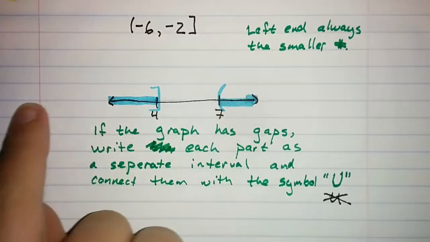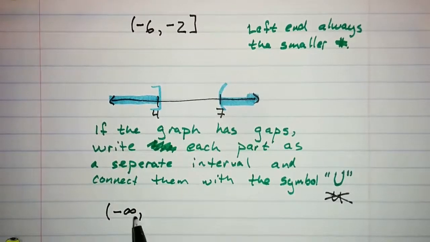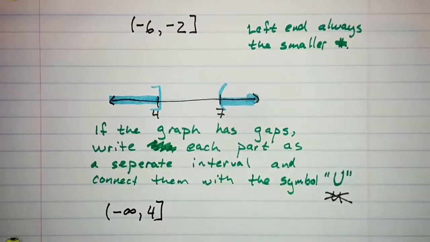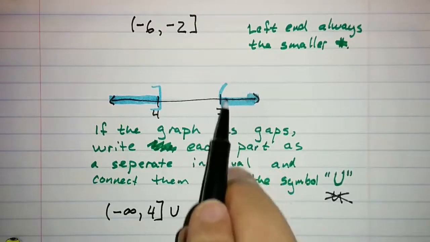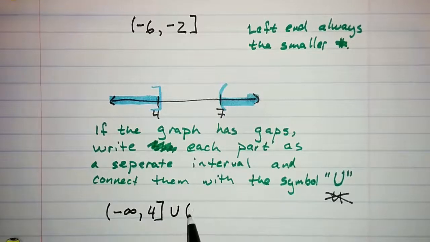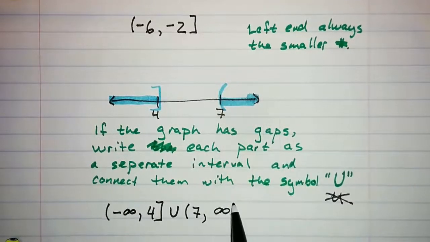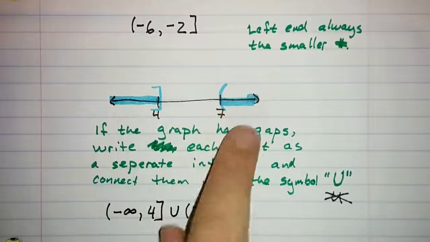So, how do we write this? Well, we extend as far as we like off to the left. There's no left end. The right end is 4, which gets a square bracket. Now we write the U for union symbol. Now, within this part, the left end is 7, which gets a round bracket because that's what we see in the graph, and goes up to positive infinity. There's no right end. So this interval notation describes this graph.